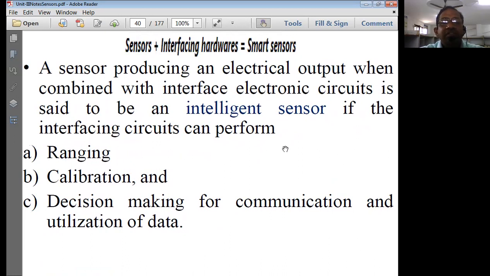So the interfacing circuits can perform many types of operations, such as ranging. In the case of radar systems, we use this application called ranging. Then calibration: if you want to use your sensors for testing purposes, then we use calibration. Calibration is an important part of testing equipment.